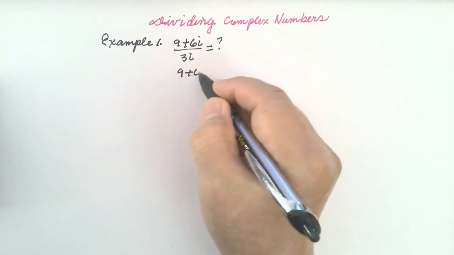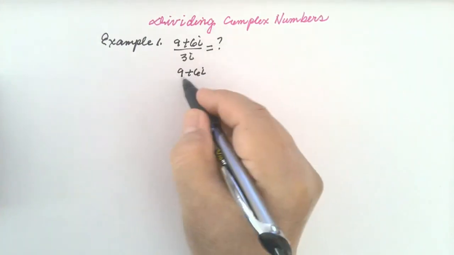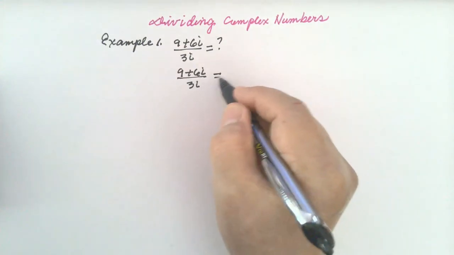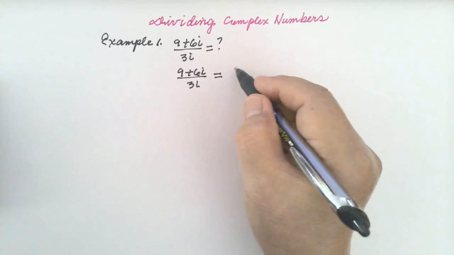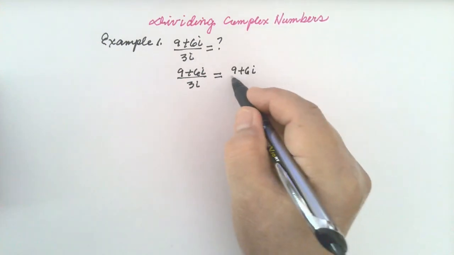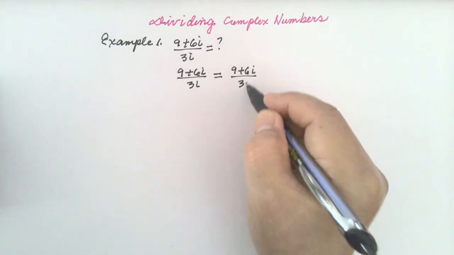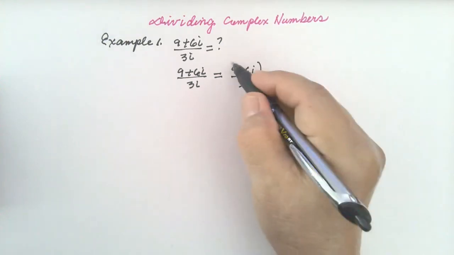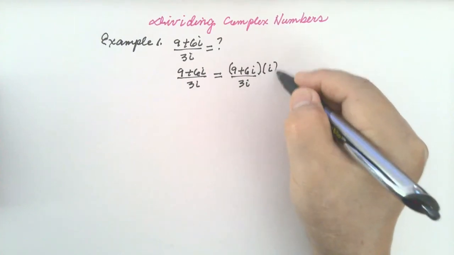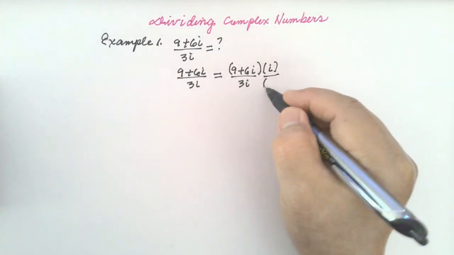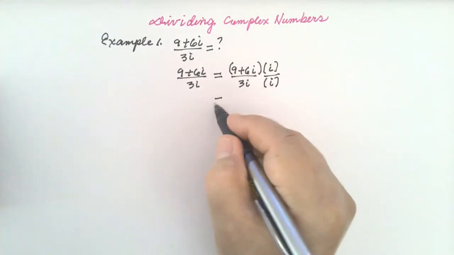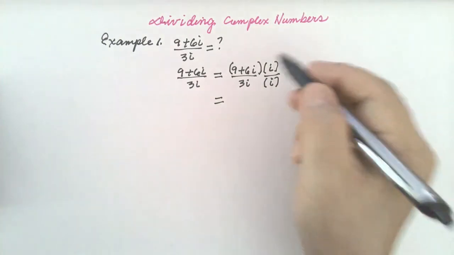9 plus 6i over 3i is equal to 9 plus 6i over 3i. Multiply the numerator by i, multiply the denominator by i. Distribute.